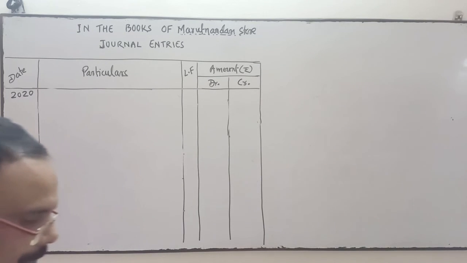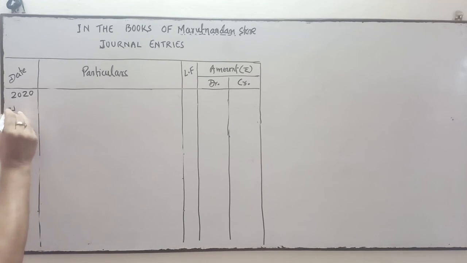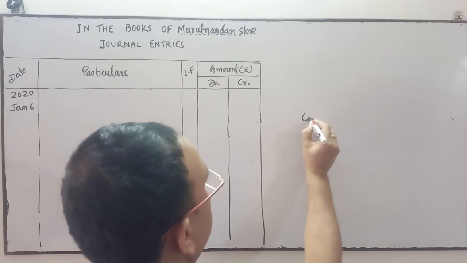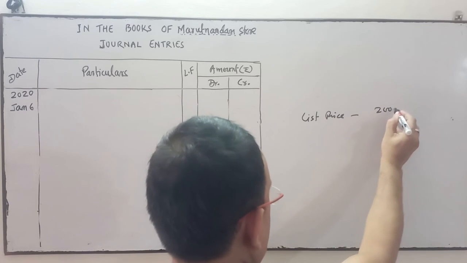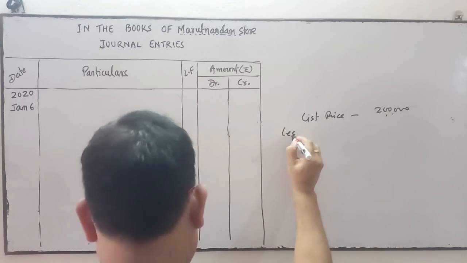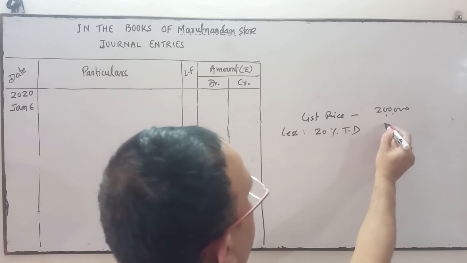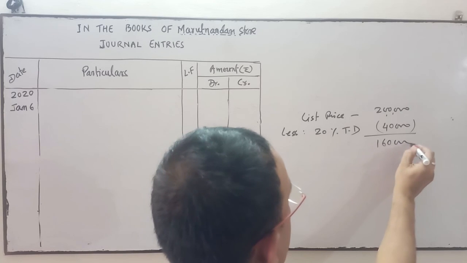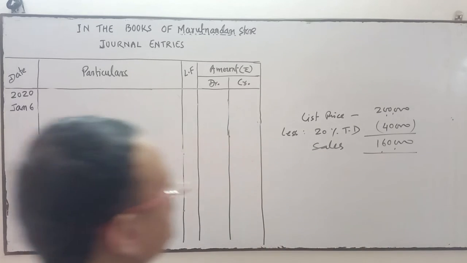Pass journal entries for the following transactions. Sold goods to Mukesh, January 6. Sold goods to, sorry, not Mukesh, Muskan, of the list price, list price of the goods is 2 lakhs at 20% rate discount. So 20% of 2 lakhs is 40,000. So 1,60,000. So this is the actual sales value, 1,60,000.